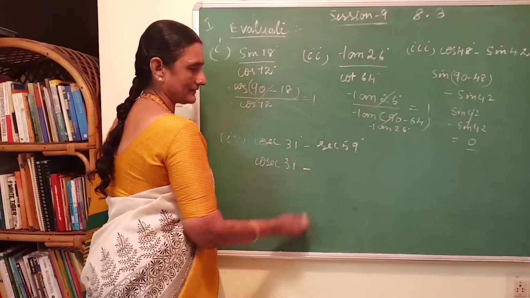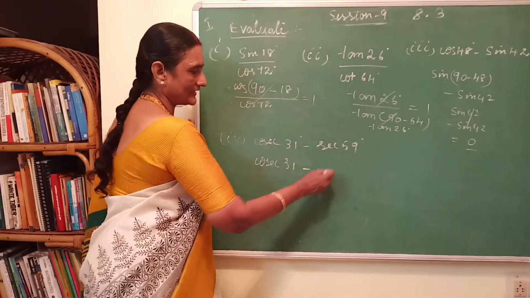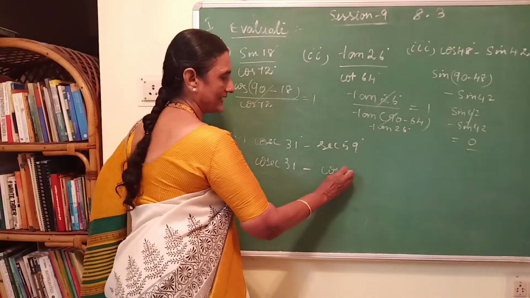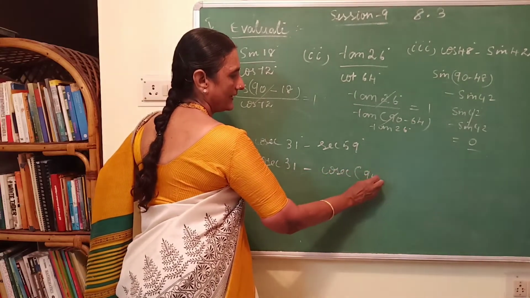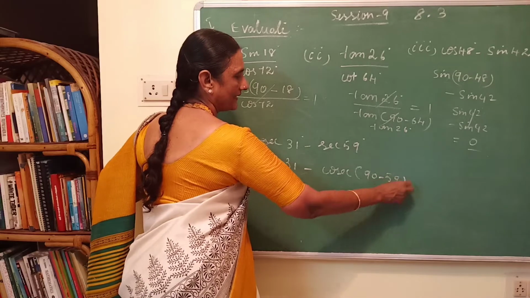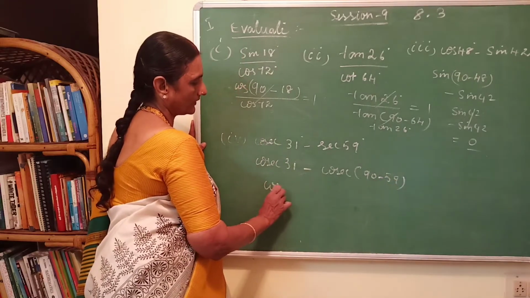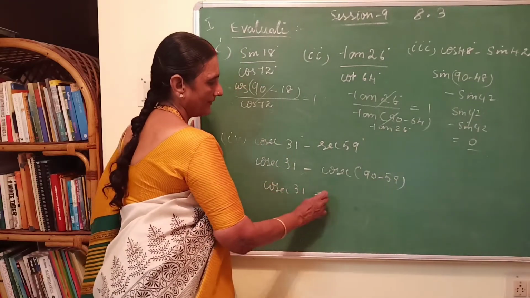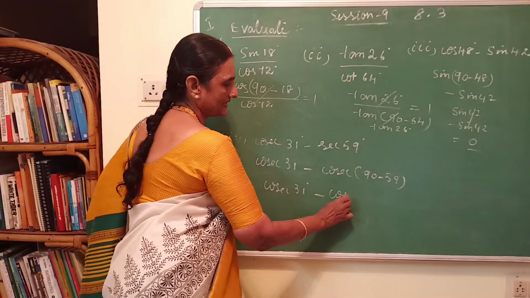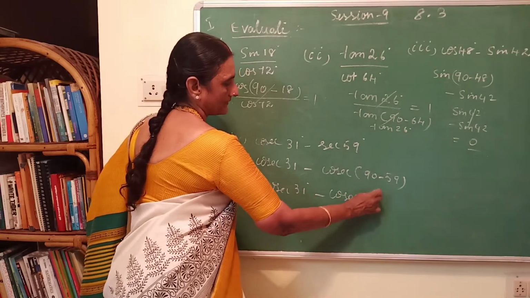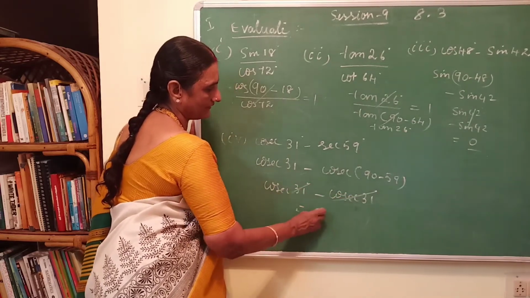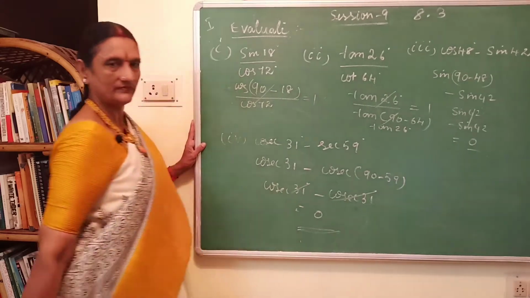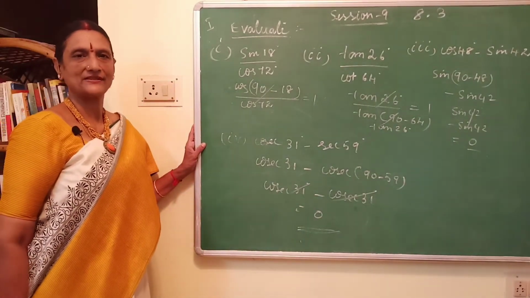Cosecant 31 minus secant of 59 can be written as cosecant 31 minus cosecant of 90 minus 59. So that gives you cosecant 31 minus cosecant 31. They both will get cancelled, giving you the answer 0. This is how you must finish the sums.